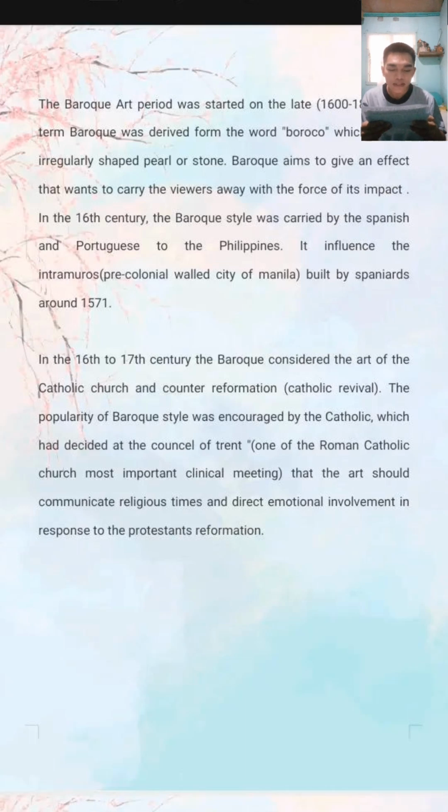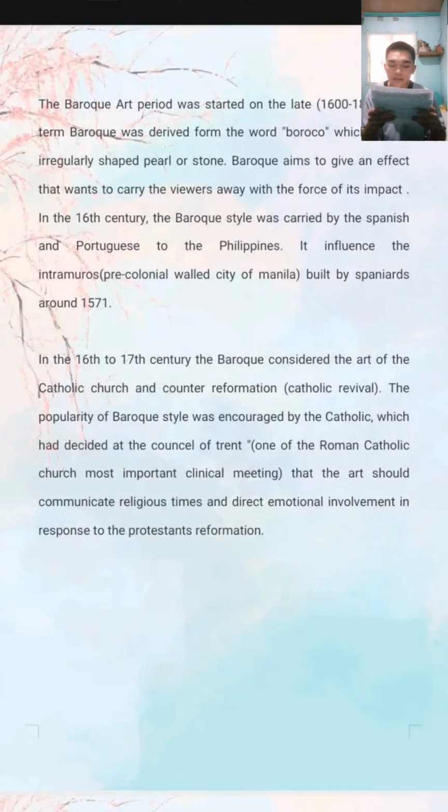The Baroque style was carried by the Spanish and Portuguese to the Philippines. It influenced Intramuros, the pre-colonial walled city of Manila, one of the first old districts of Manila, built by the Spaniards in around 1571.